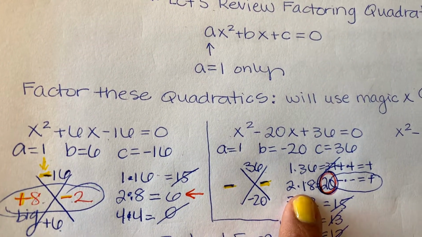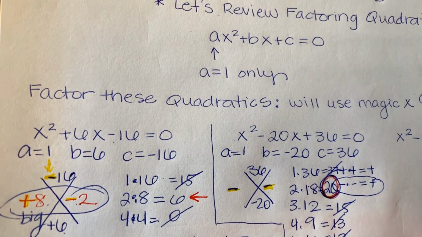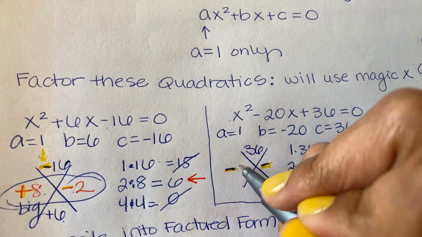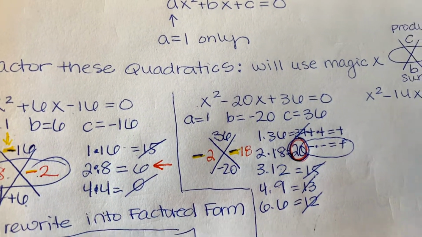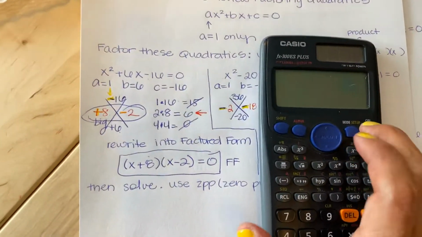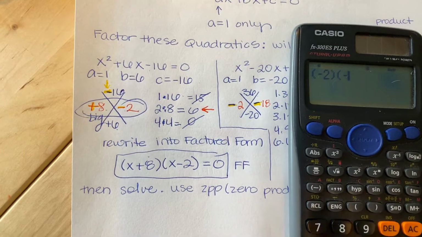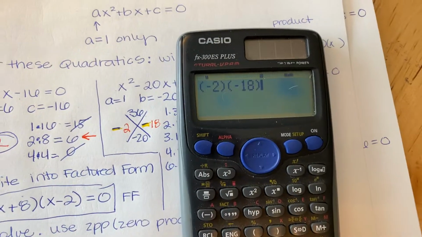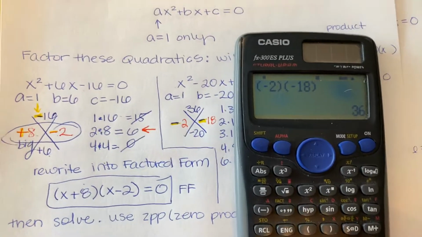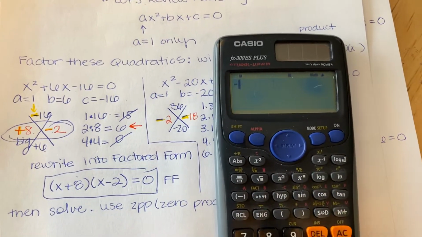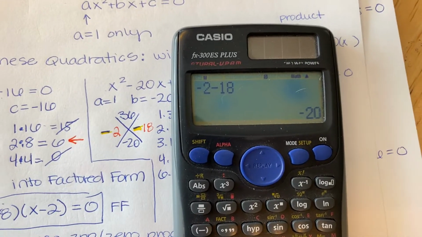So instead of it being positive 2 and positive 18, it will be negative 2 and negative 18. And so check it on the calculator. Negative 2 times negative 18 gives me positive 36, right? Okay, so now try the other. Negative 2 minus 18, negative 20.